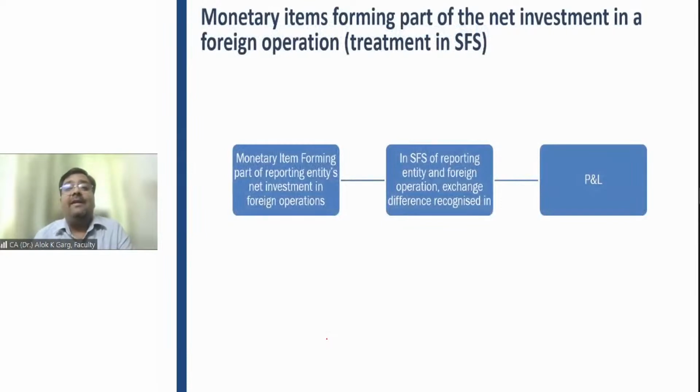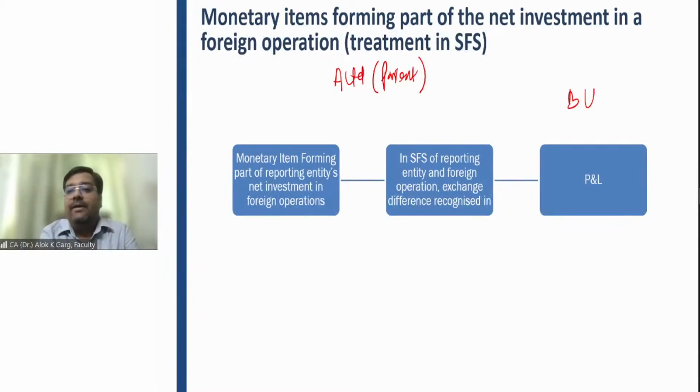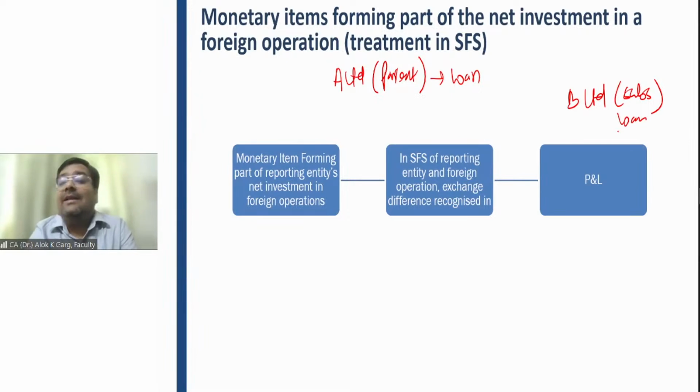Friends, if there is a net investment in the foreign operation, then what would be the treatment in the standalone financial statement? Let's say A Limited is a parent, right? B Limited is a subsidiary. So A Limited has given a loan. Subsidiary has taken a loan. Now this is considered as a net investment in the foreign operation. Why? Because the repayment terms are not there. The repayment timing is not there. Maturity period is not there.